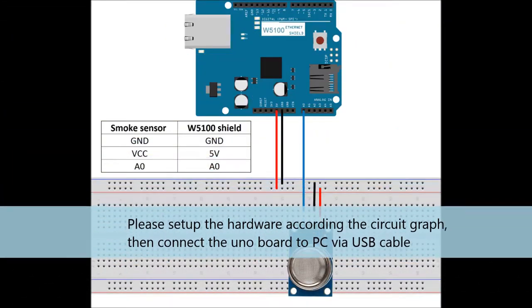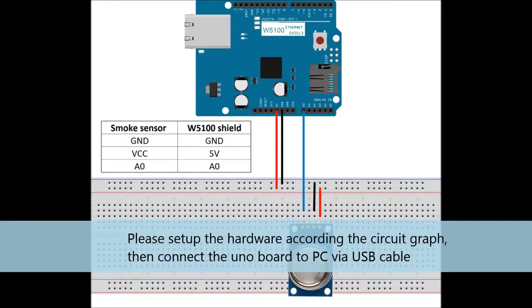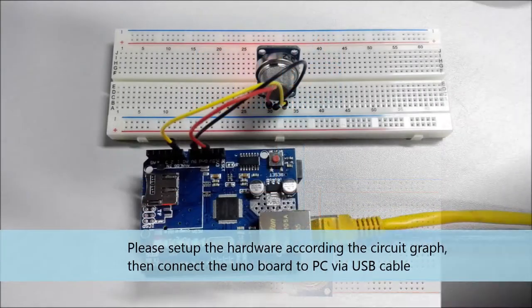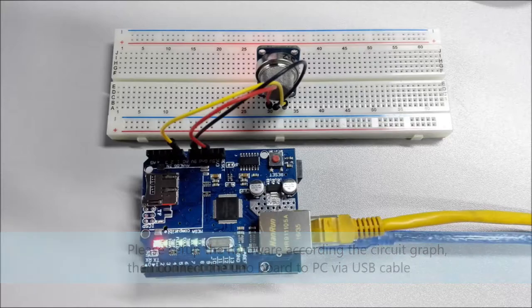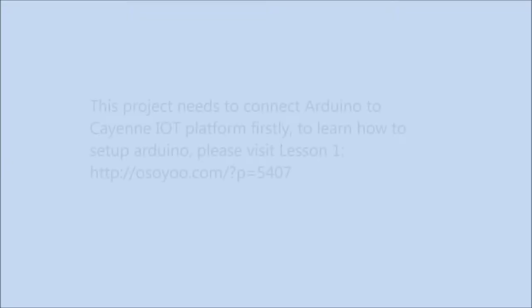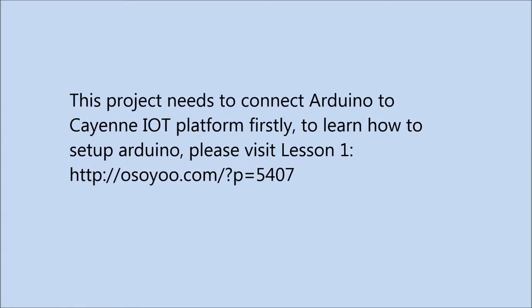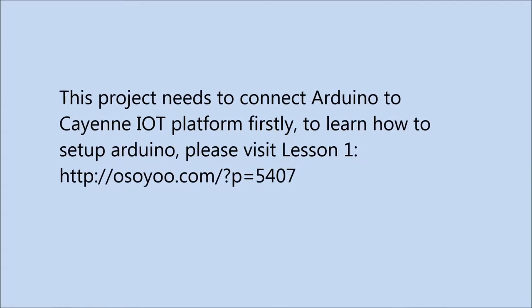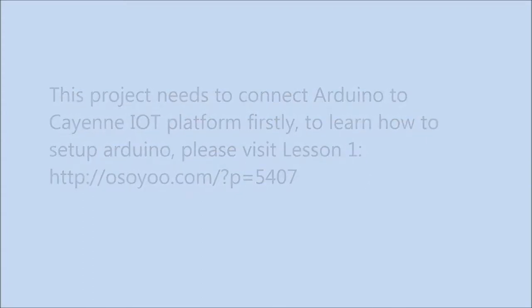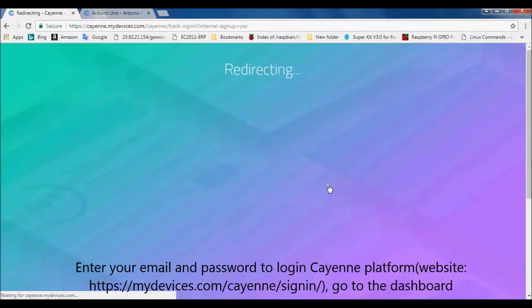Please set up the hardware according to the circuit graph, then connect the Inno board to PC via USB cable. This project needs to connect Arduino to KiNI platform firstly. To learn how to set up Arduino, please visit Lesson 1. Enter your email and password to log in to the KiNI platform, and go to the dashboard.